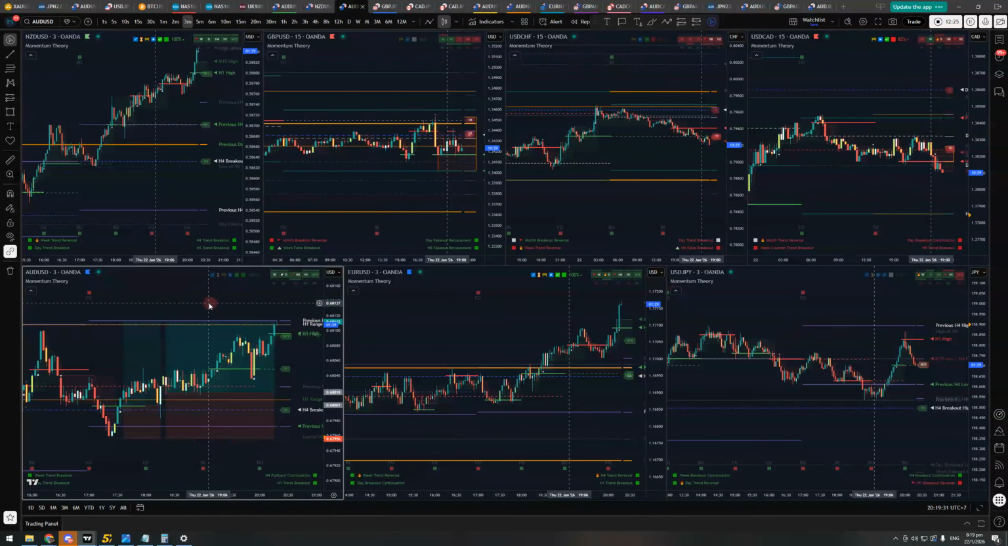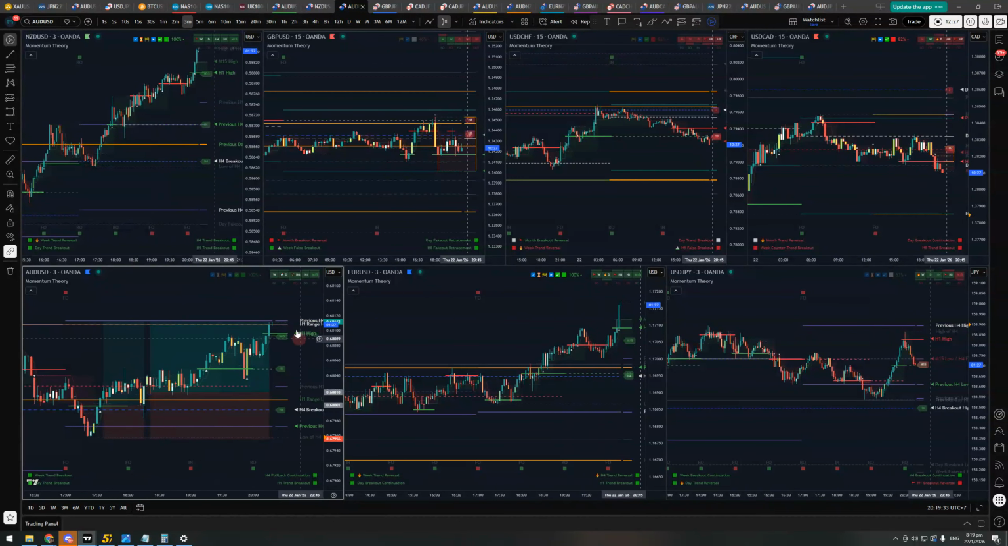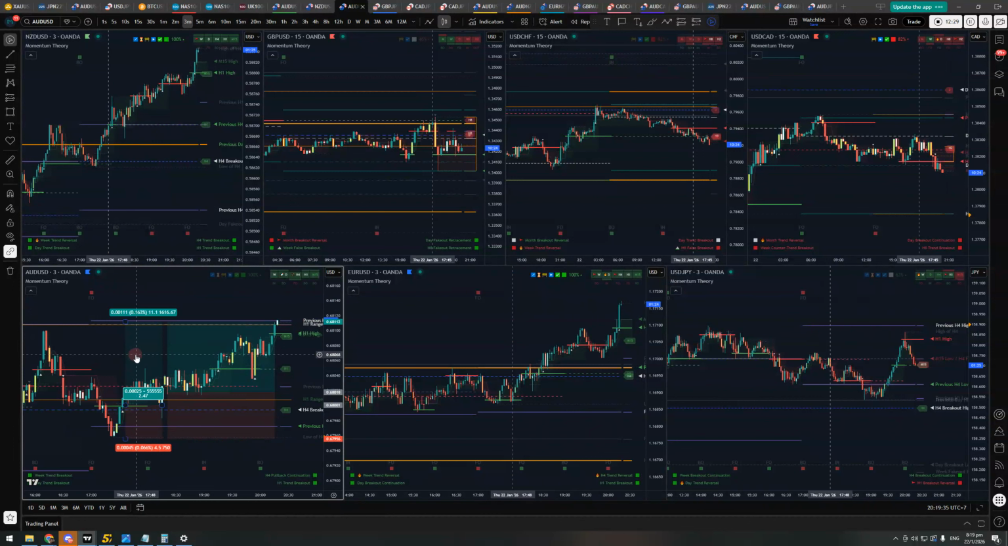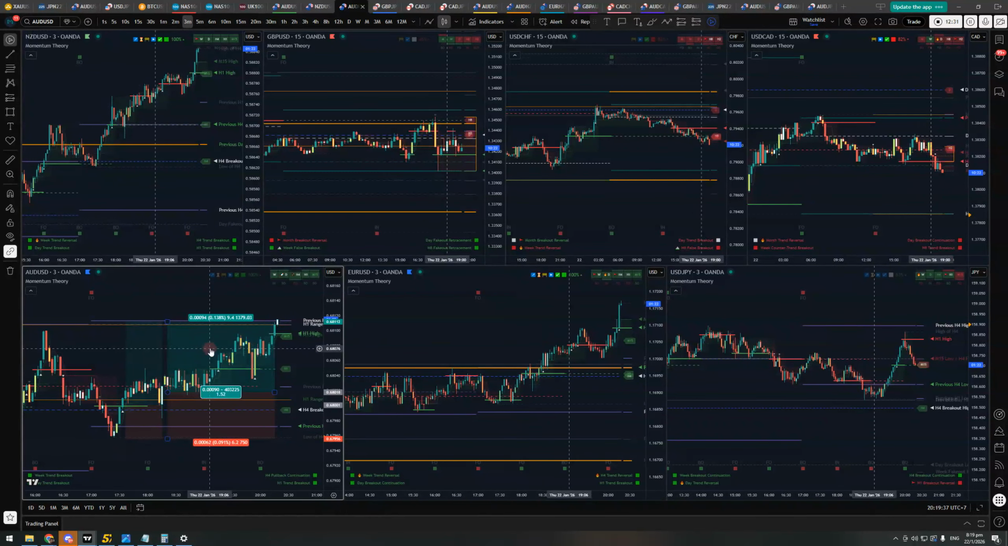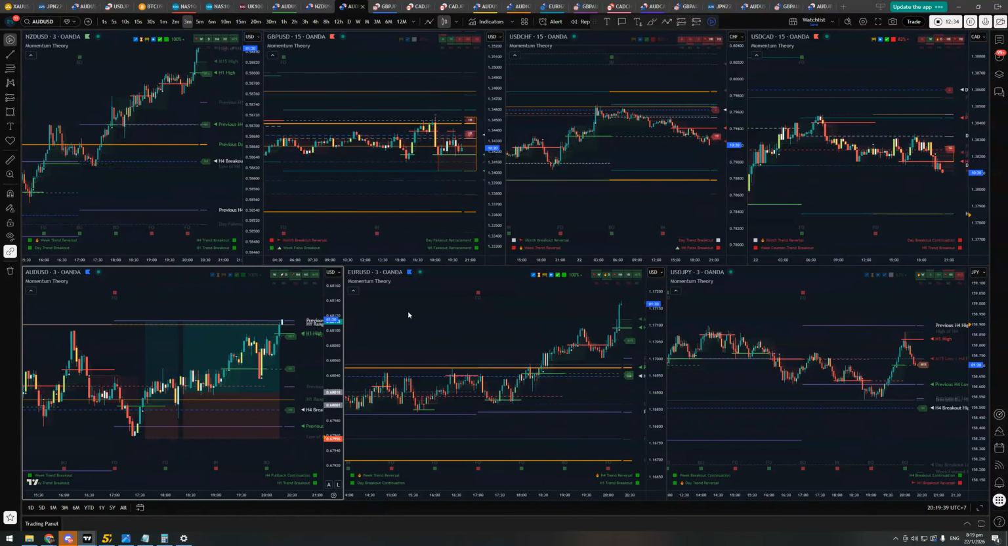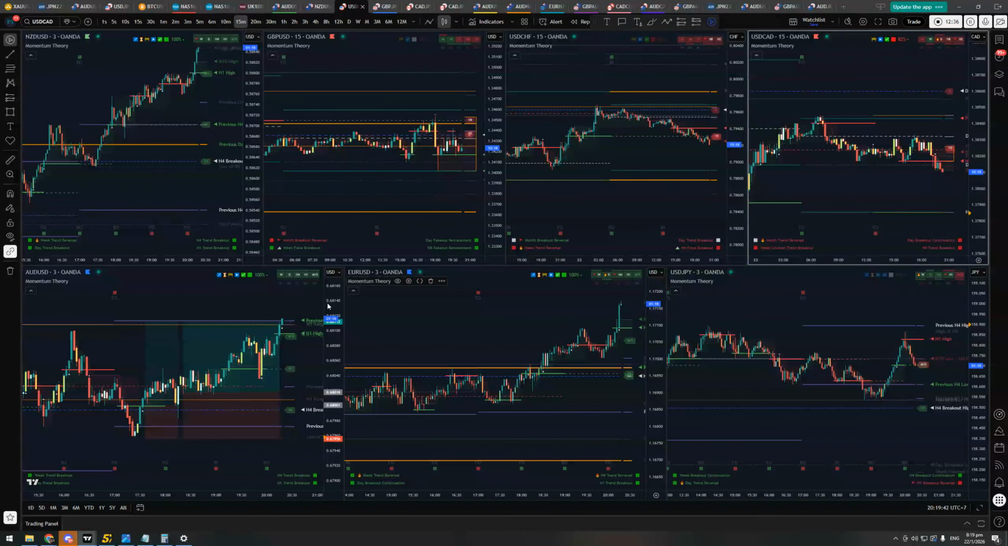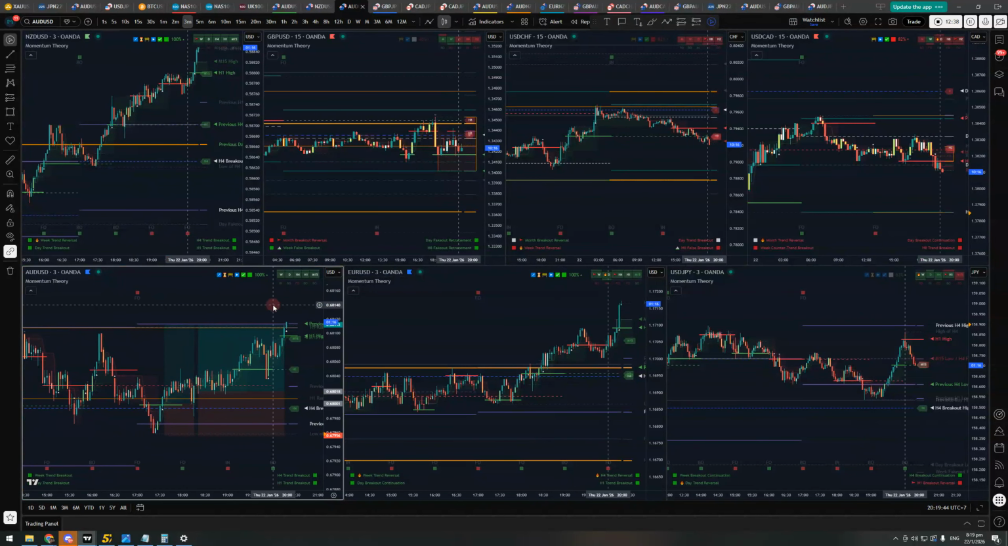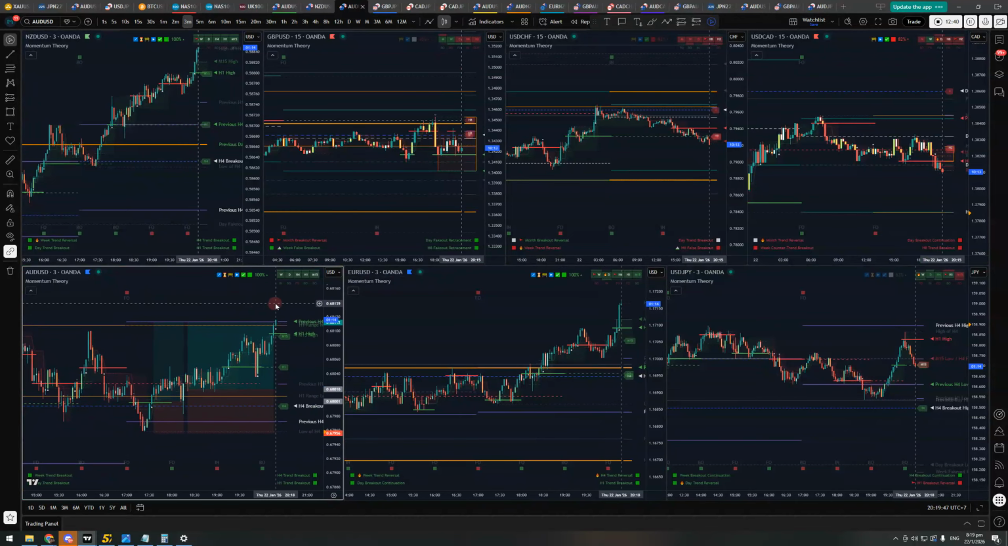Okay, TP hit on Aussie USD. Went right up to the previous H4 high. So this is a 2.5R plus 1.5R. This is a 4R trade. Took me less than 15 minutes of chart time to hit this trade. And now I am done.